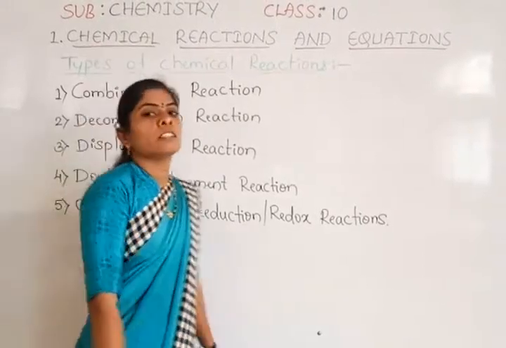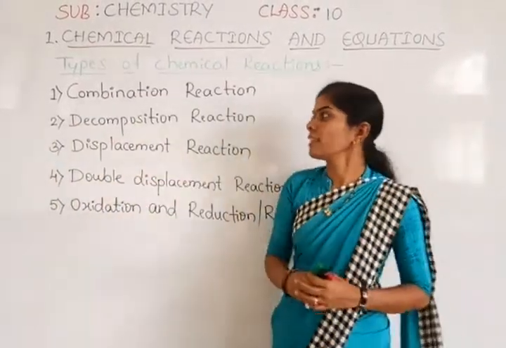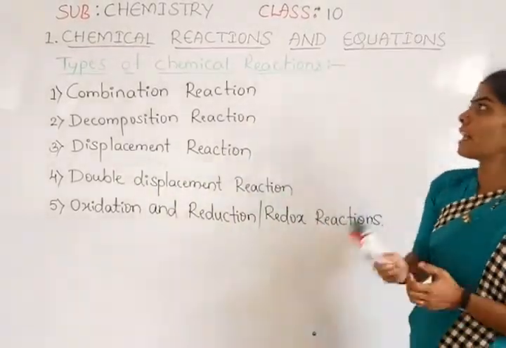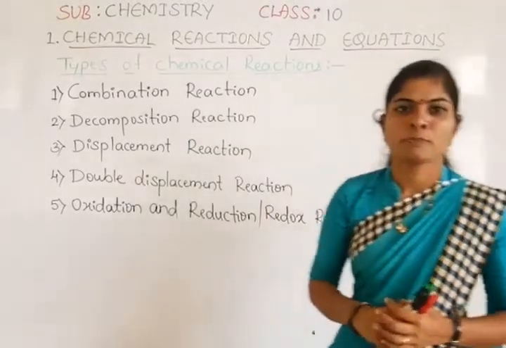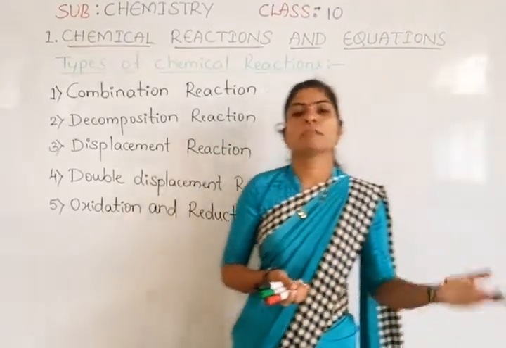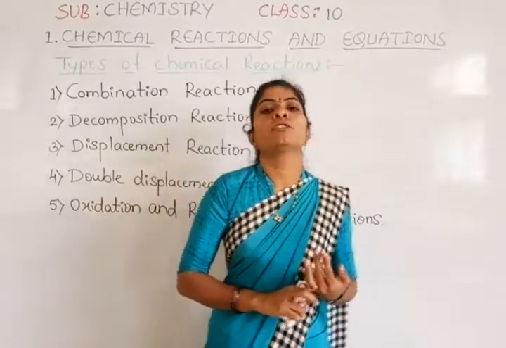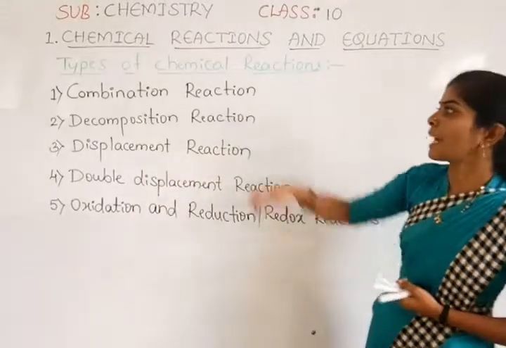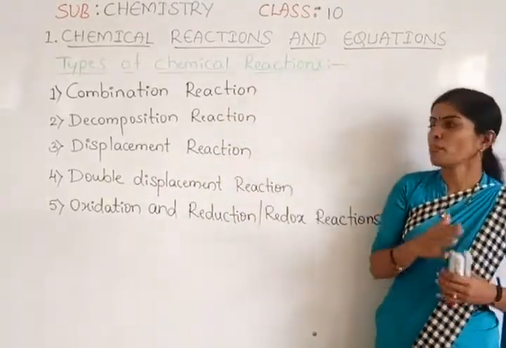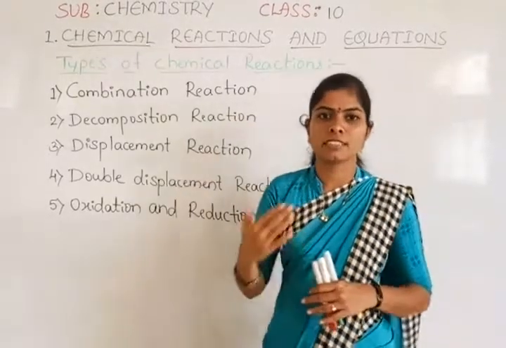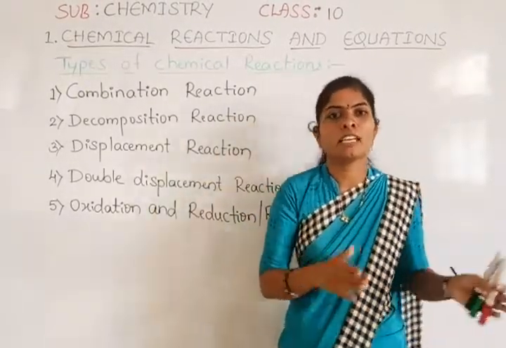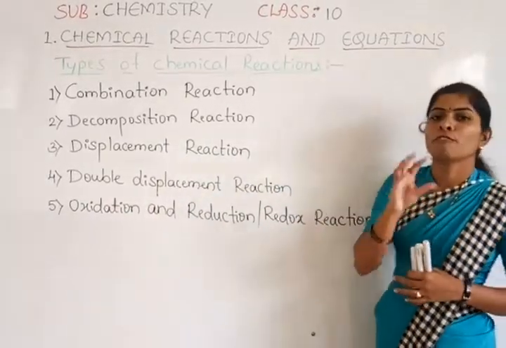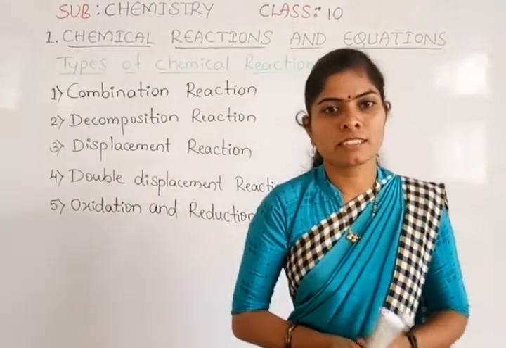Here you all know that now we are discussing the first chapter of your chemistry part, that is chemical reactions and equations. What are the things we have learned already in our previous classes? We know very well how to balance the chemical equations, and also we have discussed the types of chemical reactions. Some of the types we already discussed, and the remaining we are going to learn in today's session. See here, there are 5 different types of chemical reactions.